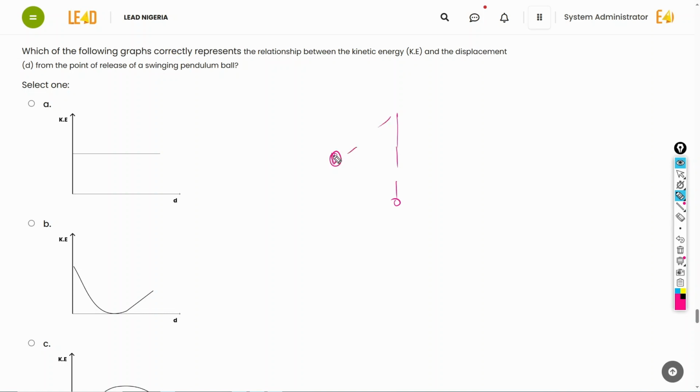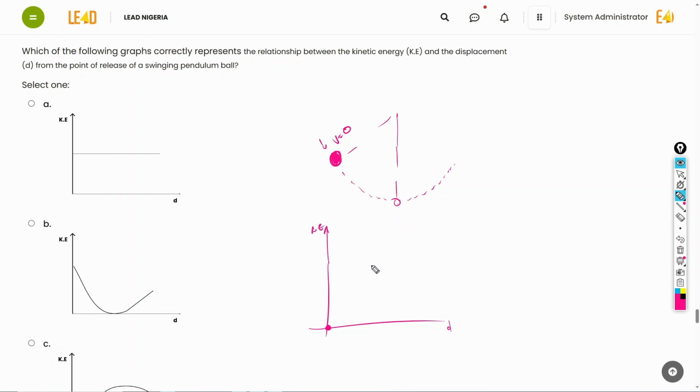So we take it here, we release from here, and we just allow it to fly, right? So what's the kinetic energy like? Let me draw a graph for the kinetic energy, KE against the displacement from this point. At the starting point, your velocity is 0, so your kinetic energy is 0. So you're going to start here.